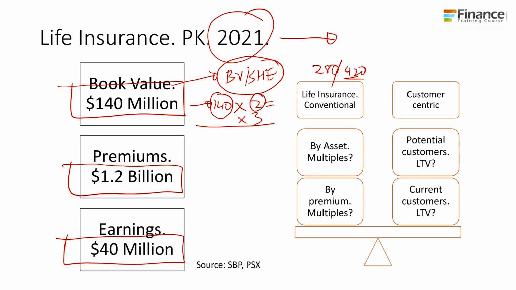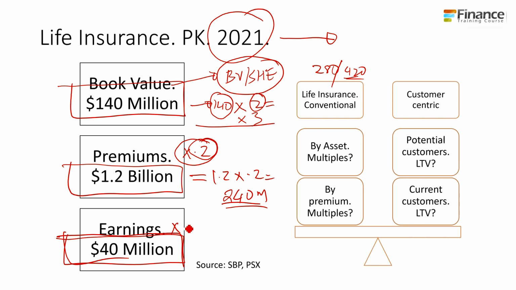Similarly, if I use premiums, let's say the right valuation multiple for premiums is 0.2, then the industry is worth how much? 1.2 billion into 0.2, which would give you about 240 million. You see a trend? If I say the earnings multiple is about 10, then it's going to be 40 million into 10, and that is about $400 million.